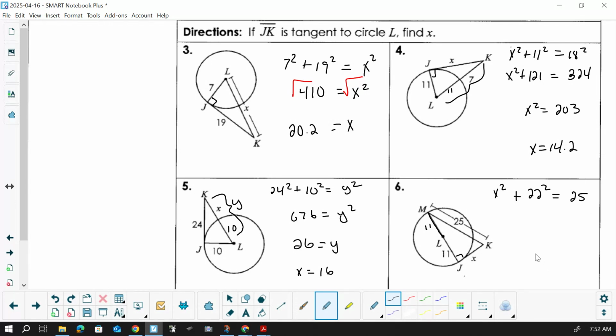All right, what did you get? What was x? Yeah, if you round it off, 11.9. Okay.